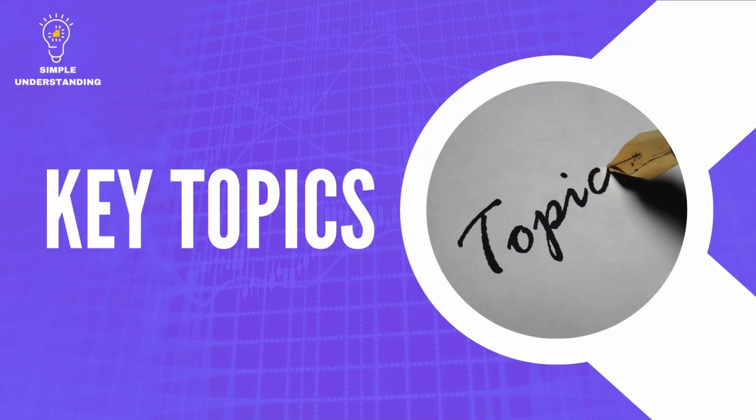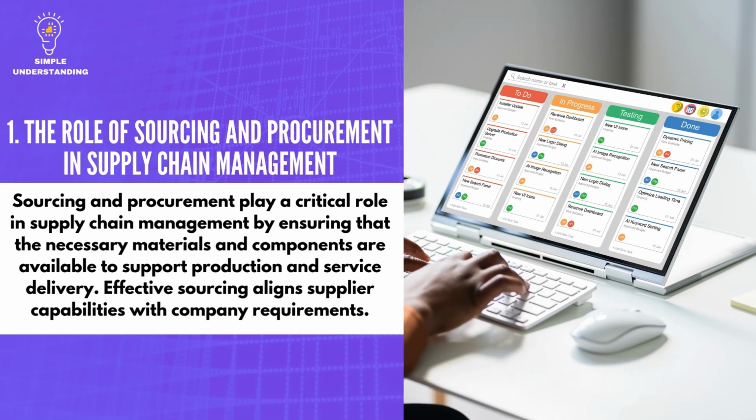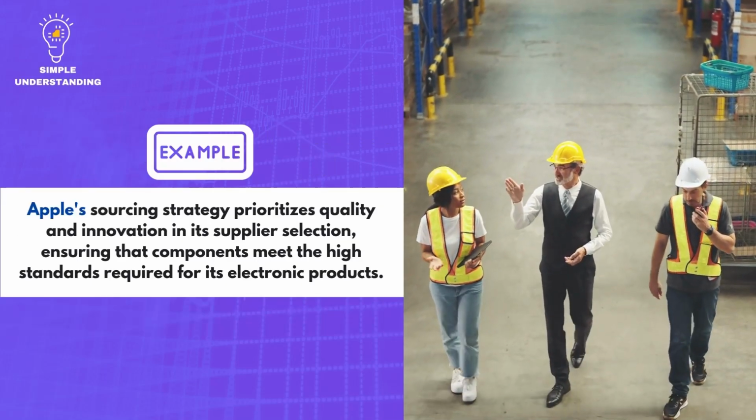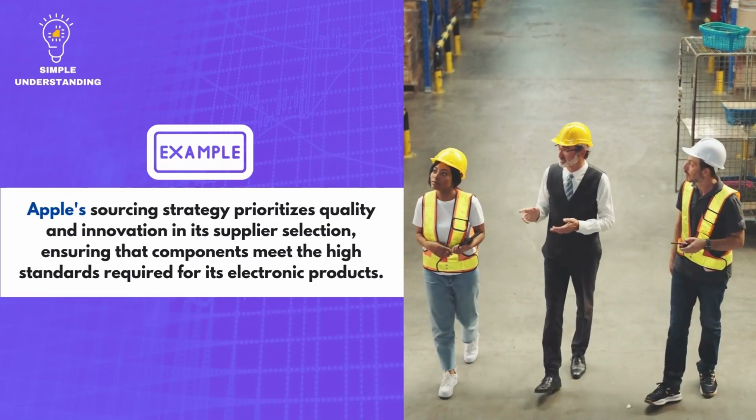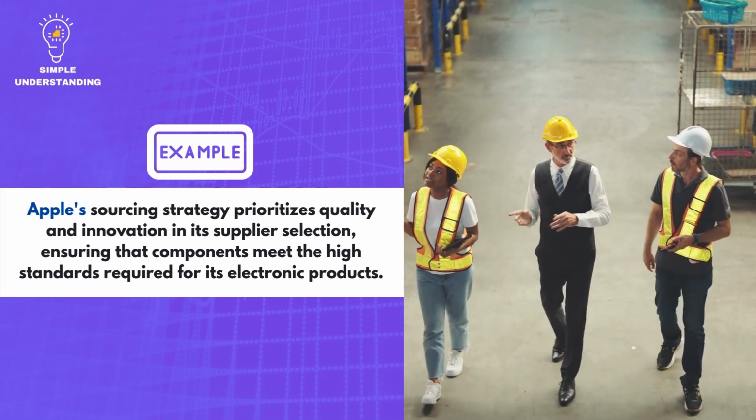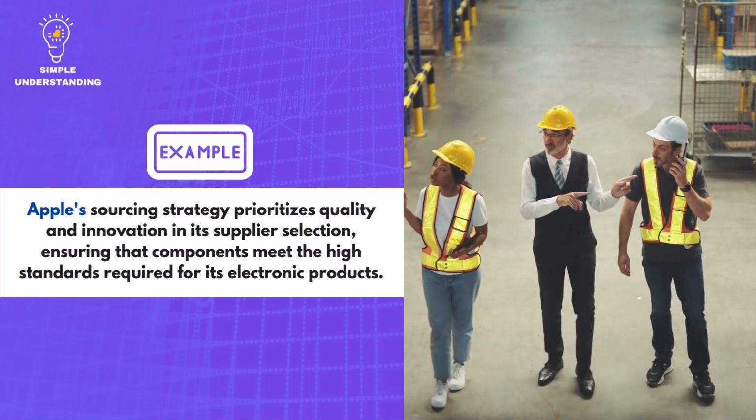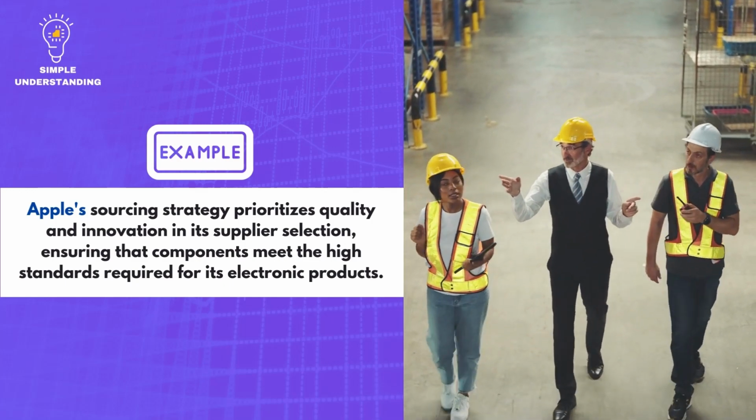Key topics. 1. The role of sourcing and procurement in supply chain management. Explanation. Sourcing and procurement play a critical role in supply chain management by ensuring that the necessary materials and components are available to support production and service delivery. Effective sourcing aligns supplier capabilities with company requirements. Real company example. Apple's sourcing strategy prioritizes quality and innovation in its supplier selection, ensuring that components meet the high standards required for its electronic products.